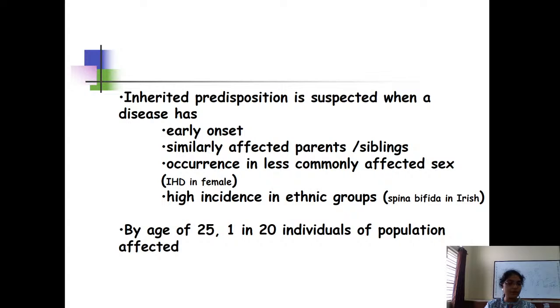Inherited predisposition is suspected when a disease has early onset, similarly affected parents or siblings, occurrence in the less commonly affected sex, or IHD in female, or ischemic heart disease in female. And high incidence in ethnic groups, like spina bifida in Irish populations. By age of 25, 1 in 20 individuals of population are affected.